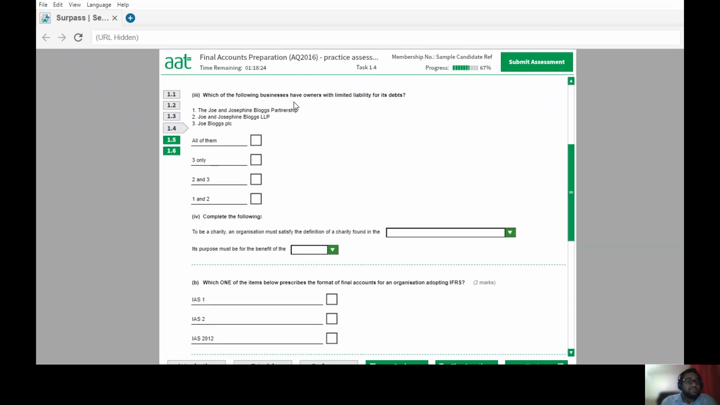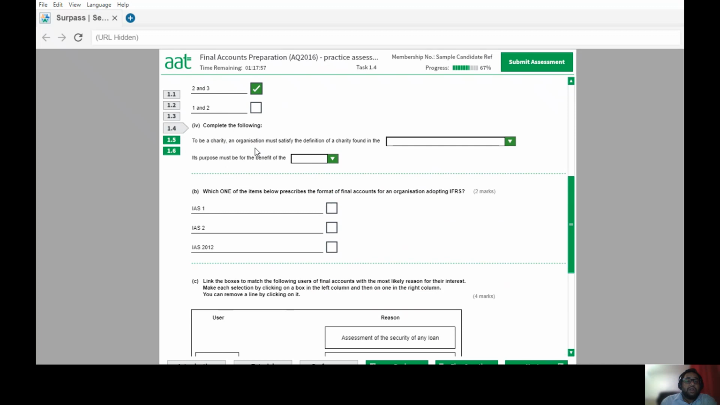Which one of the following businesses have owners with limited liabilities for its debts? So anything with an LLP, limited liability partnership, or PLC, public limited company, these two will be having limited liability for your debts. So that's going to be 2 and 3. Number 1, it's not. As a partnership, they have certain benefits, but they're not having any limited liability for their debts. Okay.